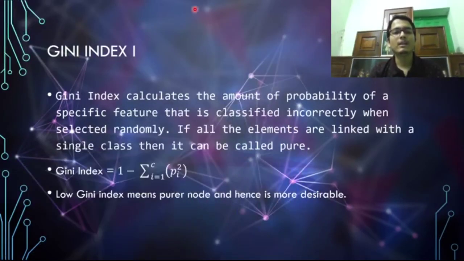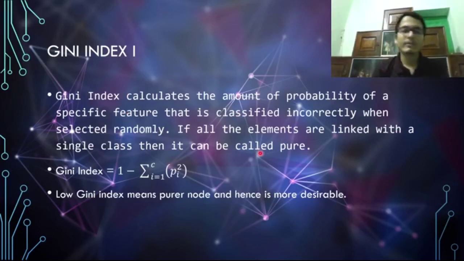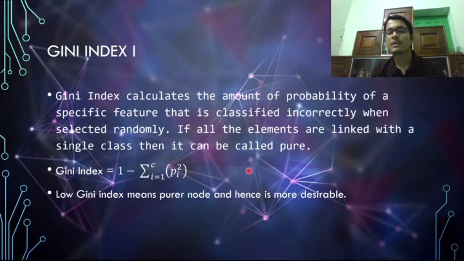So we define a concept called Gini index. It calculates the amount of probability of a specific feature that is classified incorrectly when selected randomly. If all the elements are linked with a single class, it can be called pure. I explained it in the previous video about the decision tree when a node can be called pure. So this Gini index is the measure of purity of a node.